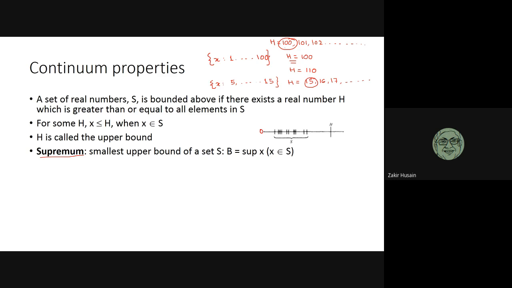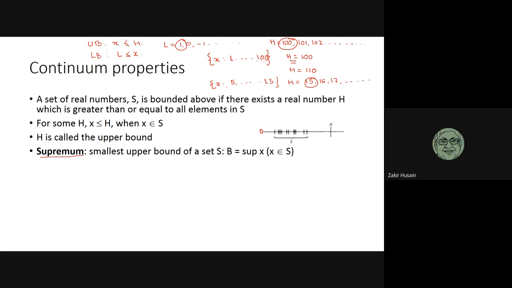Just as you have the upper bound, we can also define a lower bound. Can you tell me what is the lower bound for the first set, 1 to 100? For lower bound, what should be the definition? It should be a number that is lower than the lowest element. If you are starting with 1, what are the possible lower bounds? 1, 0, minus 1, minus 2, minus 3, and so on. Which is the largest of them? 1. This is called the infimum.